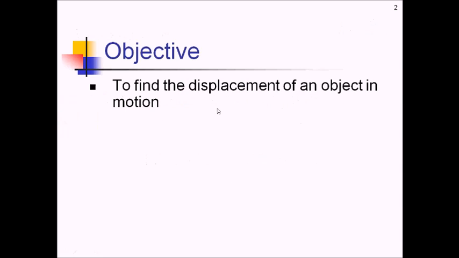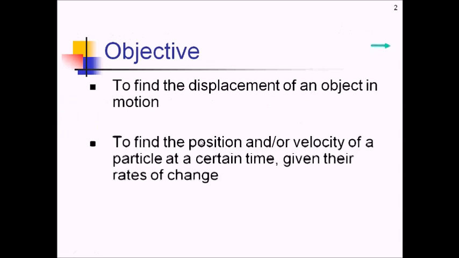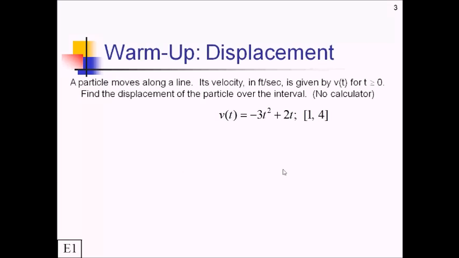In this one, we'll be finding the displacement of an object in motion and the position and/or velocity of a particle at a certain time if we already know their rates of change. For this warm-up problem, we have a particle moving along a line with a velocity given by this v of t function in feet per second.